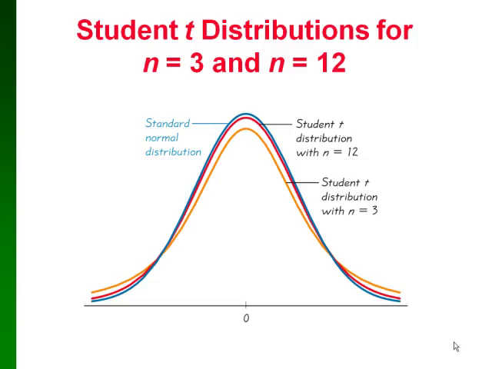These are the t-distributions for n equals 3 and n equals 12. So you can see the blue graph is a standard normal distribution. The red one is the t-distribution with n equal to 12. So that's really pretty close to the normal distribution. So as n gets larger, the graph is going to get closer and closer to a normal distribution.